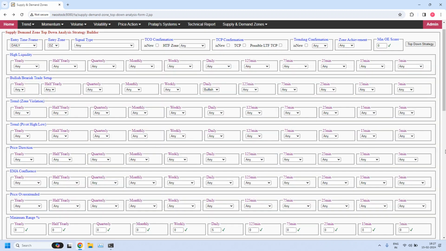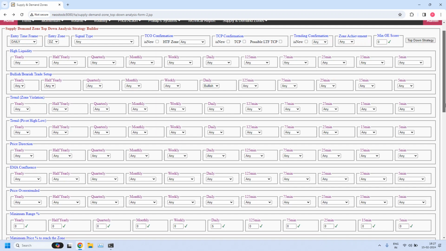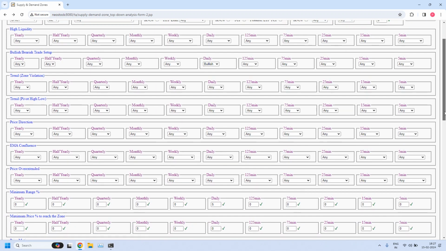So first, we will generate multiple reports for this parameter. There is a parameter called maximum price percent to reach the zone. What is the maximum percent to reach? So let me set 1% on daily time frame. I am setting 1. 1 indicates all the stocks should be near 1% to the demand zone.